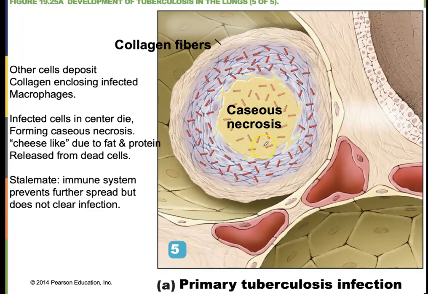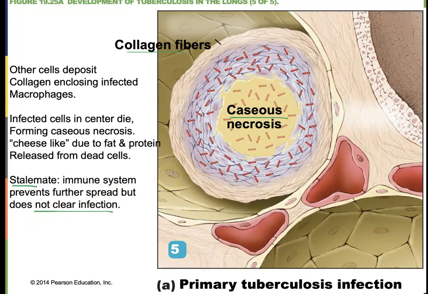All right, so other substances can be found inside this tubercle, such as collagen fibers. And so the collagen is also enclosed, and it forms a center that is like cheese, which is where the word caseous necrosis comes from. Fat and protein are released from the dead cells, and it becomes lovely, right? It's caseous necrosis. And then there's a stalemate. So this tubercle can stay inside a person's lungs for life and not cause any other infection. The immune system prevents further spread, but does not clear the infection.